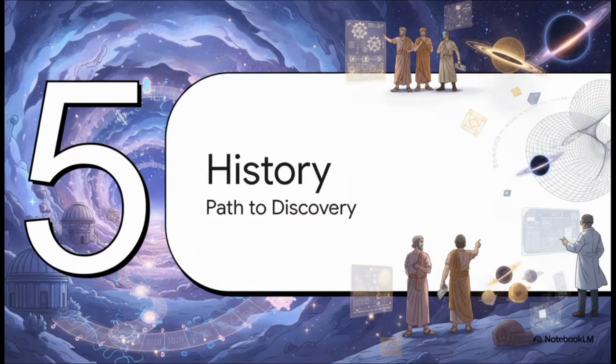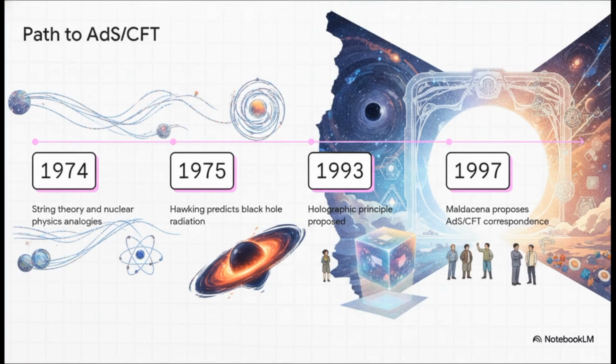Section 5. History. The path to discovery. To really understand how we arrived at this mind-bending correspondence, let's look at how these ideas stacked up over the decades. Back in 1974, Gerard 't Hooft started noticing analogies between string theory and nuclear physics when looking at limits where the number of color charges goes to infinity.